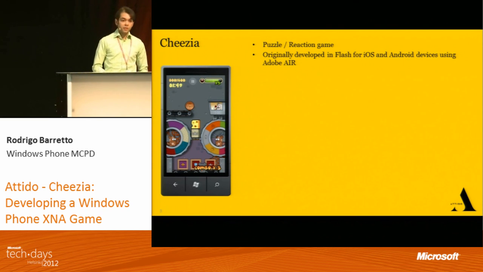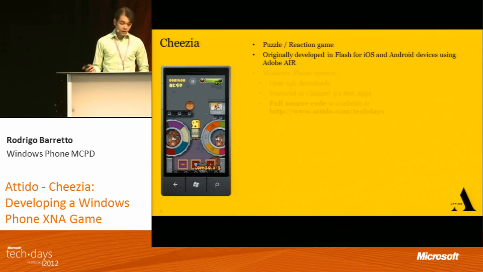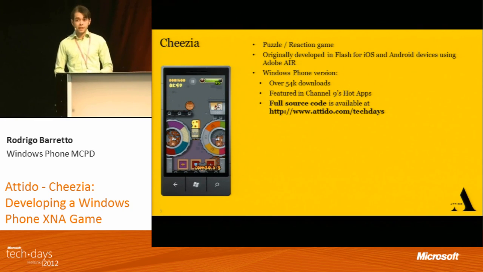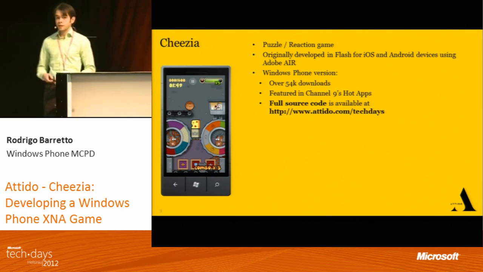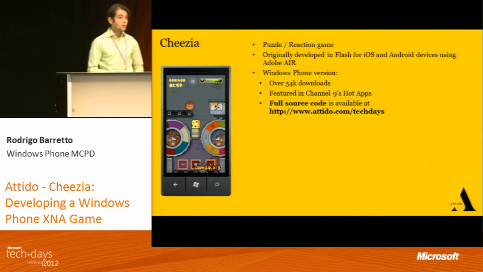First, it was developed in Flash for iOS and Android devices using Adobe Air. And the Windows Phone version was created using XNA, which is the topic of this presentation, and C# as the main language. This Windows Phone version has been downloaded over 54,000 times, and it was also featured in Microsoft Channel 9's Hot Apps segment. And like I said before, you can find the full source code at attido.com/TechDays. So why not just download it and see the implementation details for yourself.